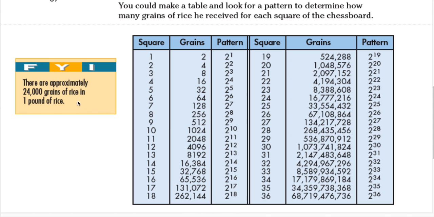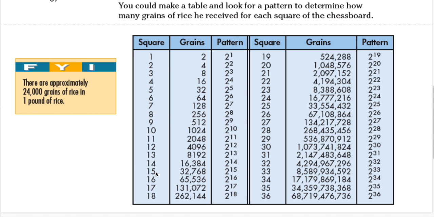Okay, so in this case, if you look at the FYI, there are approximately 24,000 grains of rice in a pound of rice. So if you buy a pound of rice, that's just around 24,000 grains of rice. So the wise man was really wise in doing what he did, because 24,000 would be between the 14th and the 15th square on the chessboard only.